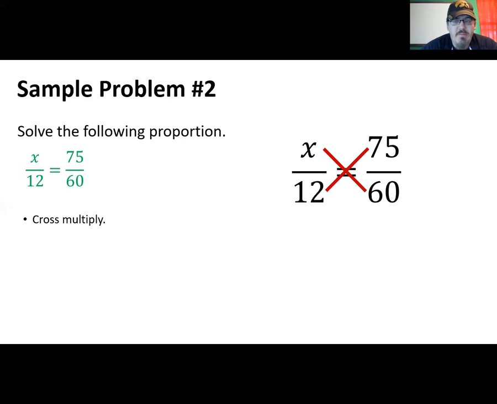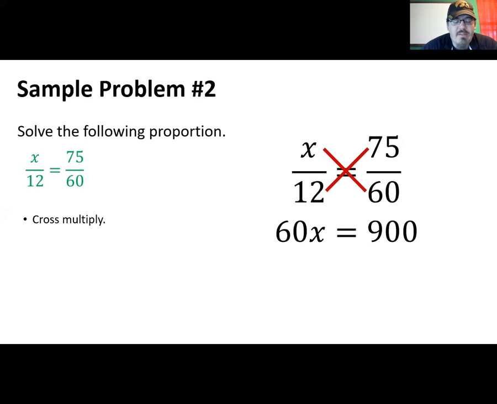If a proportion is in fact a true statement, those cross products are equal to one another. And so that's the premise behind the approach for solving a proportion: cross multiplying. When you multiply, in this case, x times 60 and 12 times 75, you get a new equation that you can then solve using the procedures that we've talked about in the past. So 60 times x is the 60x that shows up on the left.